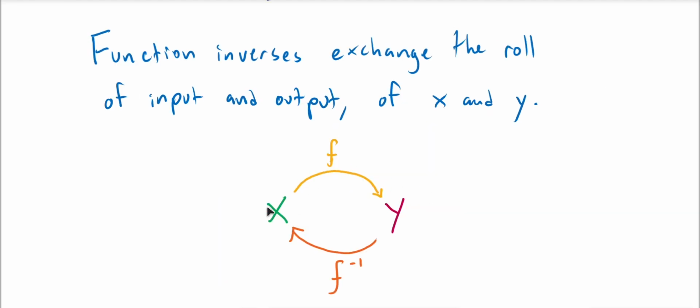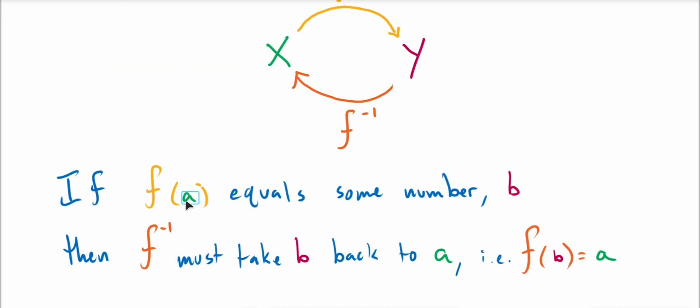Sort of like the picture that we saw before, function inverses are going to exchange the role of output and input. If my f takes x to some y, then this y is going to get brought by f inverse back to x. Let's just say that they're numbers. If my f brought a to some number b, then f inverse has to take b back to a again. That's what it would mean to undo or do the opposite thing of f. And so we would have that f inverse of b was equal to a.